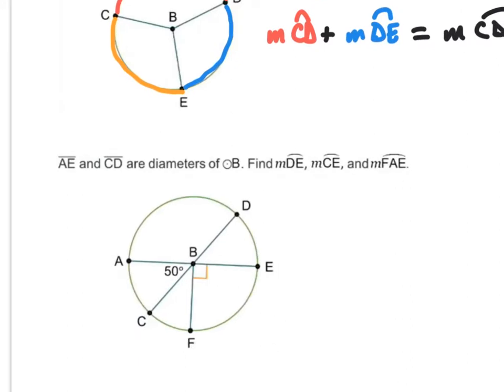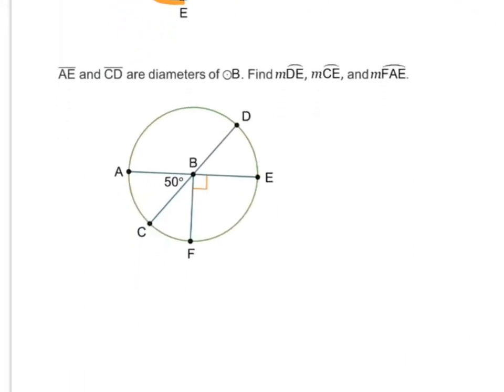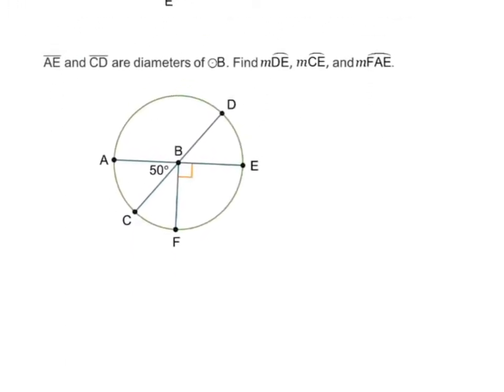So let's go ahead and answer this question here. It says, if AE and CD are diameters of circle B, then we want to find the arc measure of DE and the arc measure of CE. And then we want to find the measure of arc FAE, so the big one.